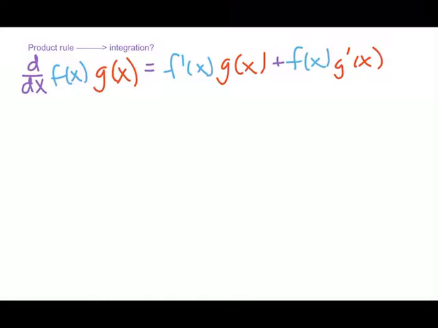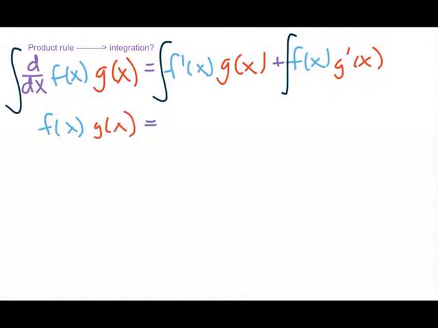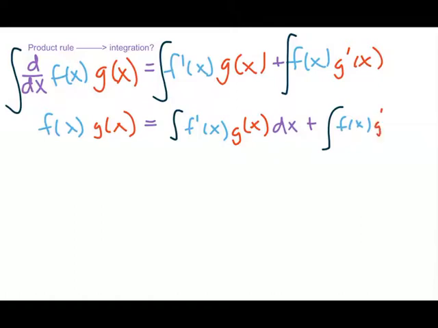Now what we're going to do is we're going to tie this to integration. What we're actually going to do is we're going to integrate both sides with respect to x, and over here that's just going to give me f of x, g of x, and for the purposes of what we're doing right now, we're going to ignore our constant of integration. That is going to equal the integral of f prime of x, g of x, dx, plus the integral of f of x, g prime of x, dx.